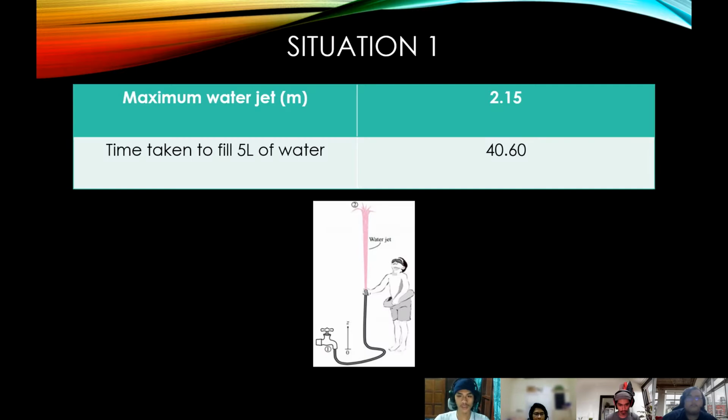Okay, so for situation 1, which involves the tap and the hose only, we need to find the pressure in the pipe. So by having the maximum water jet height, which is Z2, we get 2.15 meter, and the time taken to fill 5 liter of water is 40.6 second. Okay, next.